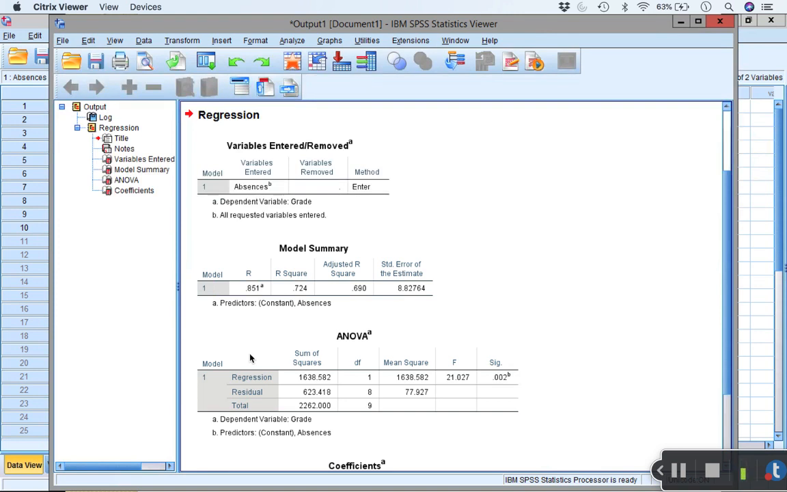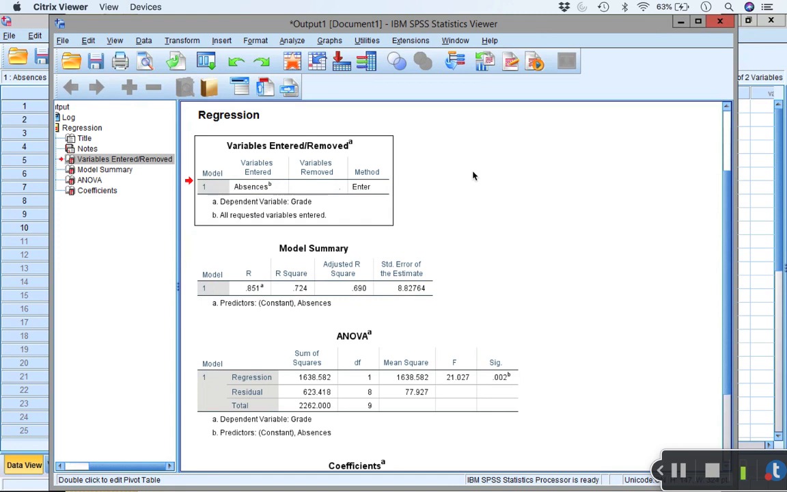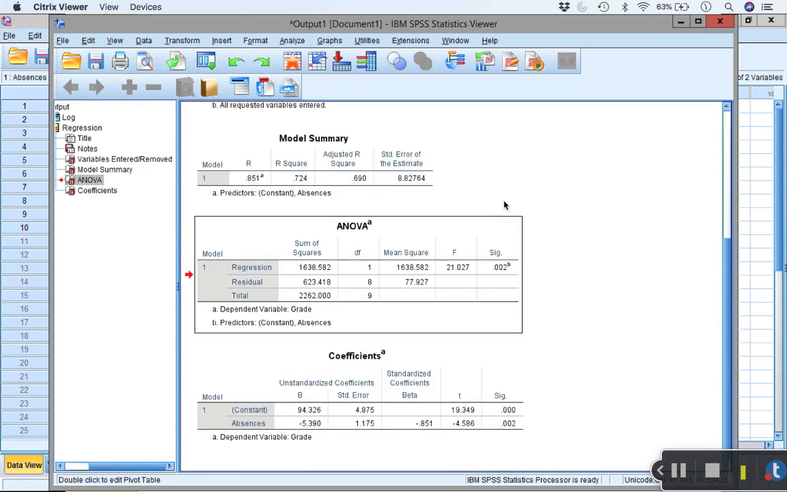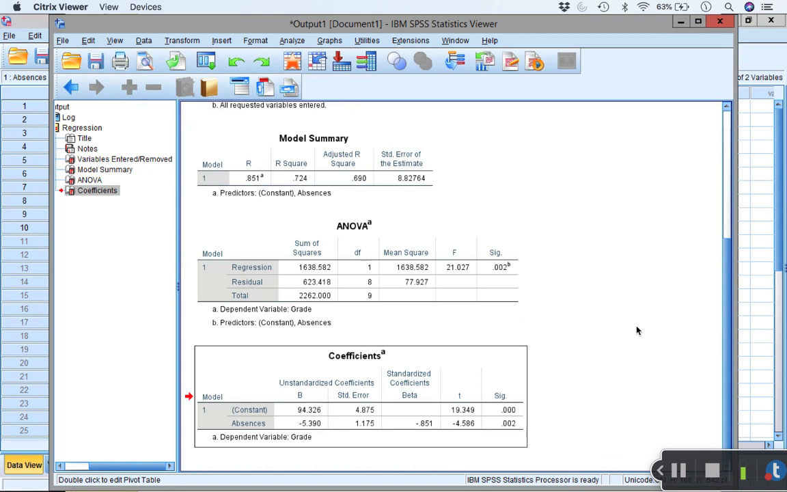If you remember with the correlation, it just gave us that little tiny box with our correlation coefficient. We have some more information here. This very first box is really just telling us what variables we entered into our equation. So you can see here we designated grade as our dependent, absences was entered as an independent. These next two boxes, model summary and ANOVA, I'd like to skip for now. I will come back to what those mean. For our purposes, I just want to go down to this last box labeled coefficients, because this box gives us the coefficients needed to complete our regression equation.